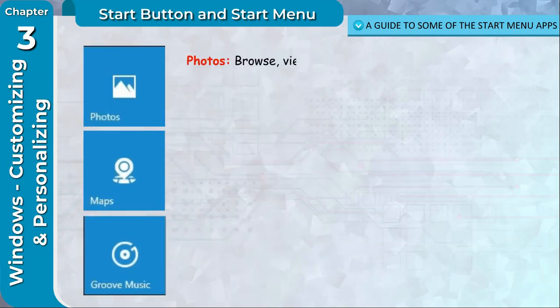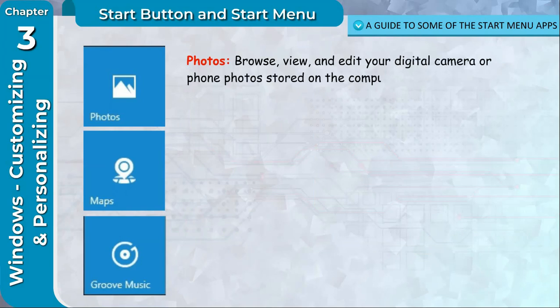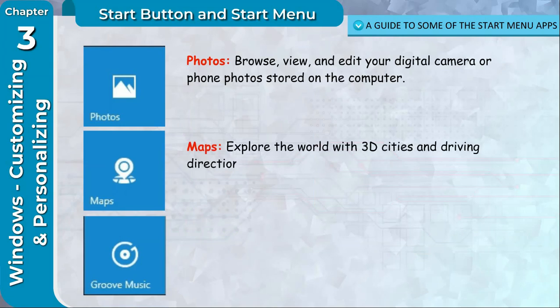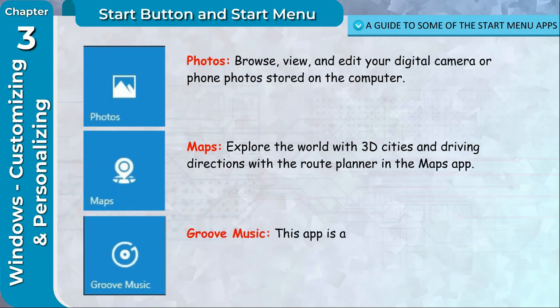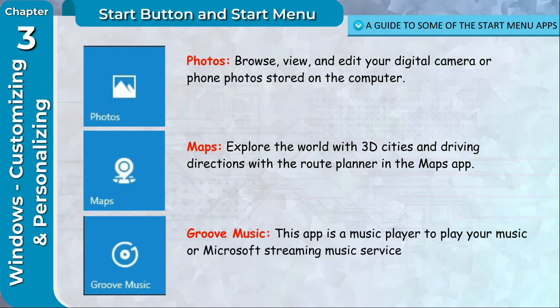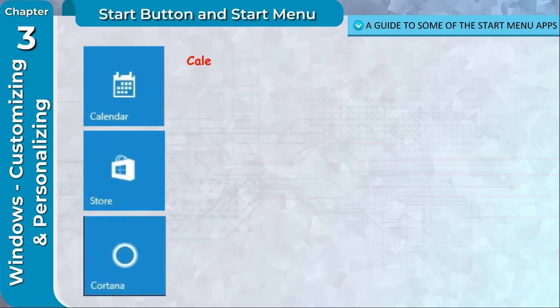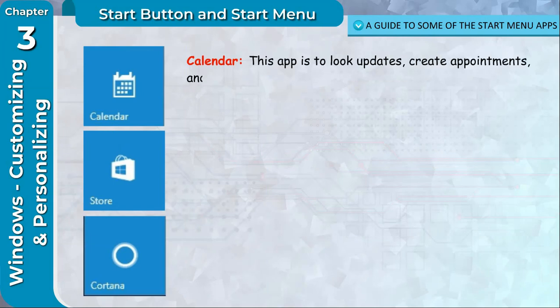Photos. Browse, view and edit your digital camera or phone photos stored on the computer. Maps. Explore the world with 3D cities and driving directions with a route planner in the Maps app. Groove Music. This app is a music player to play your music or Microsoft streaming music service. Calendar. This app is to look at updates, create appointments and set reminders so you will never miss them.